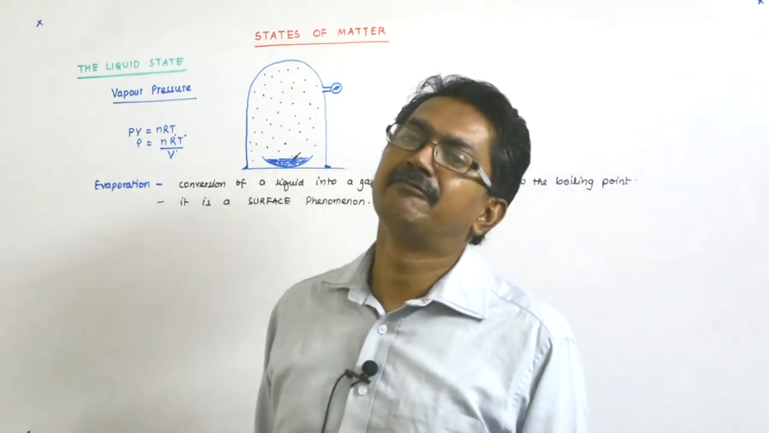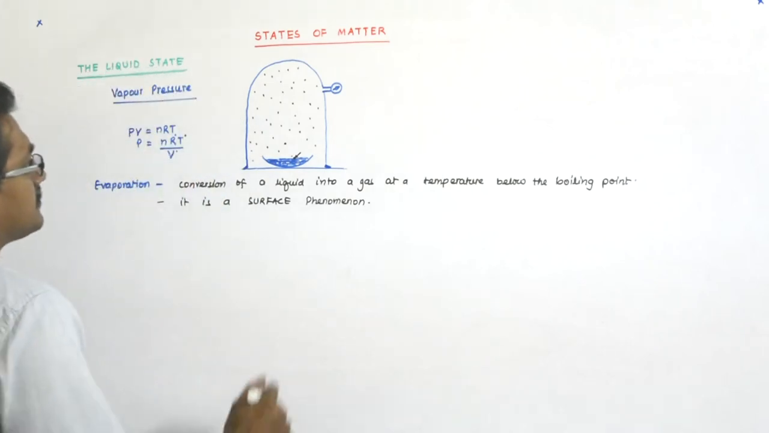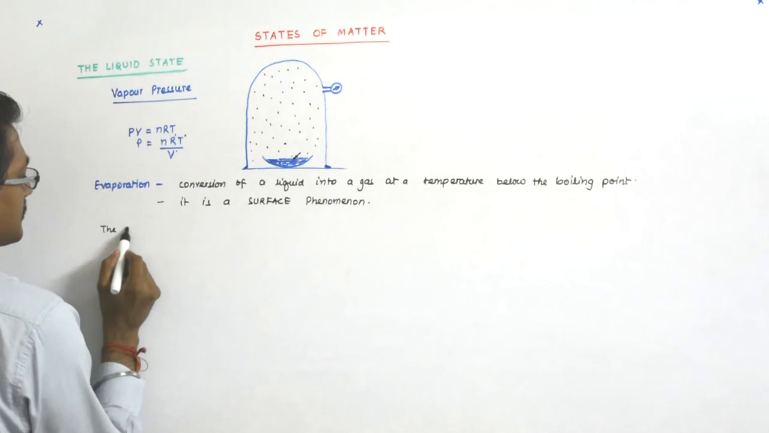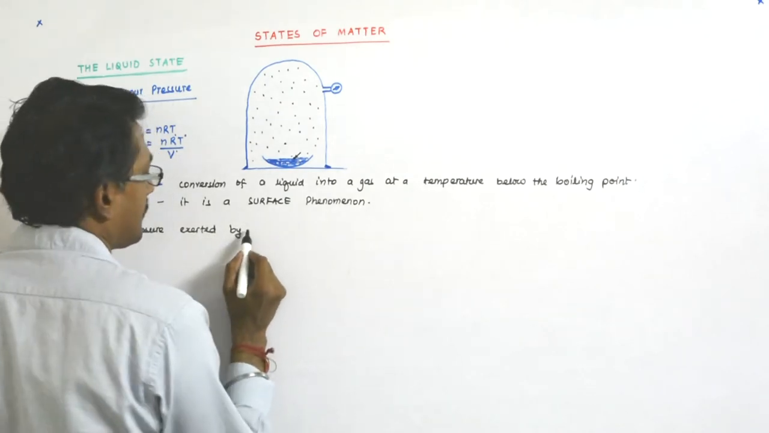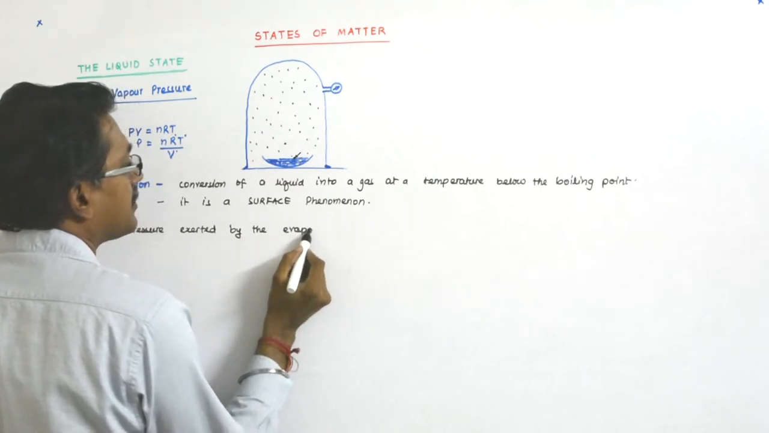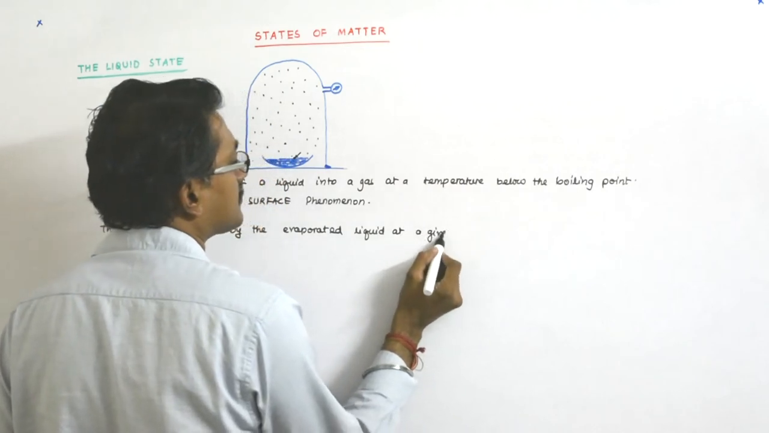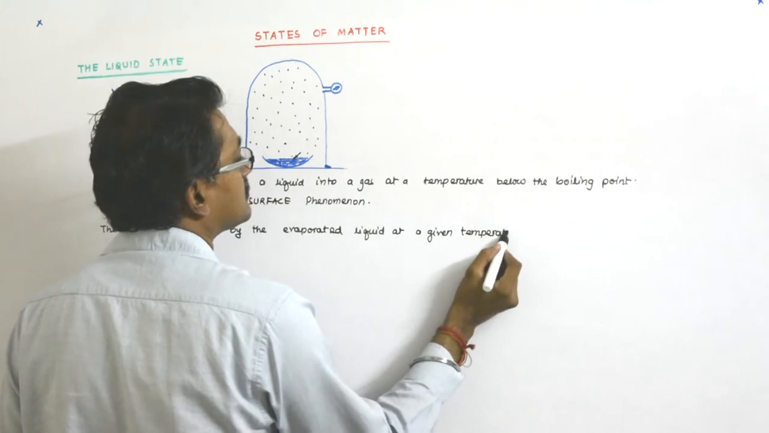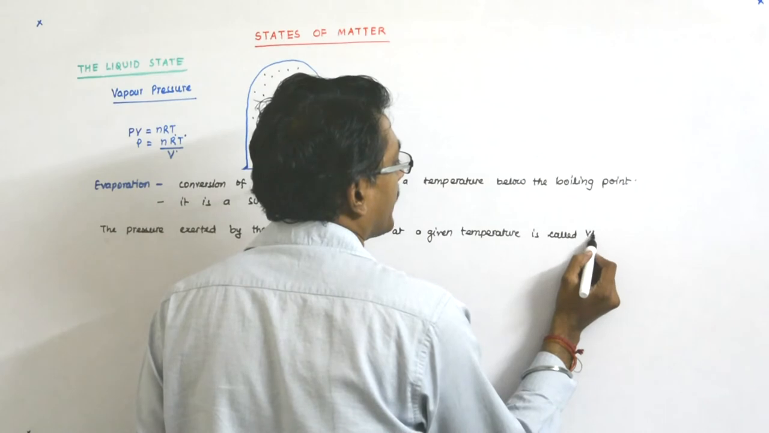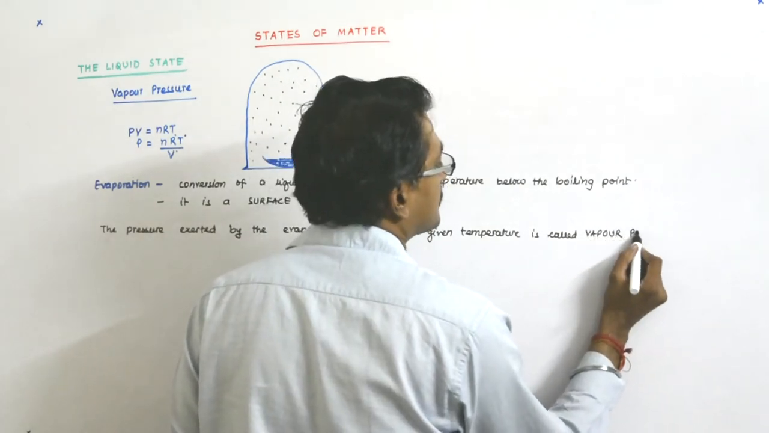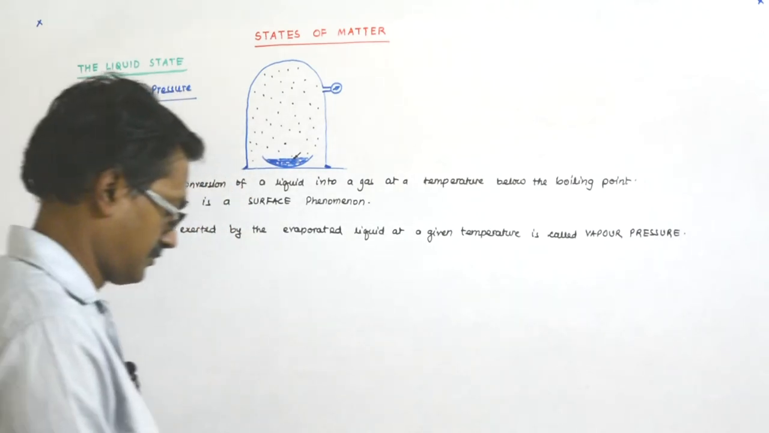This pressure is called the vapor pressure. So the pressure exerted by the evaporated liquid at a given temperature is called vapor pressure.